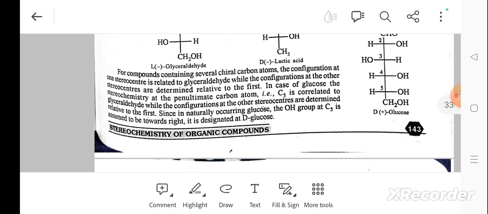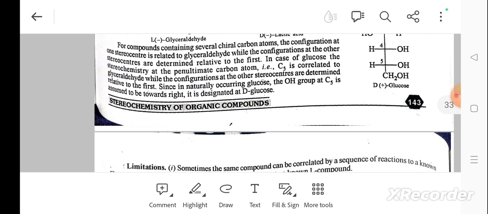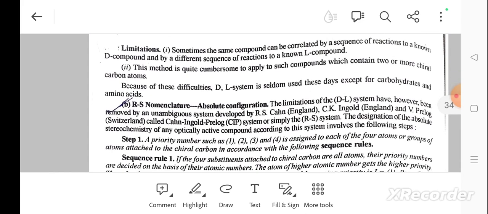For compounds containing several chiral carbon atoms, the configuration at one stereocenter is related to glyceric acid, while the configurations of the other stereocenters are determined relative to the first. In the case of glucose, the penultimate carbon atom C5 is correlated to glyceric acid, while the configurations of the other stereocenters can be determined relative to the first. Since in naturally occurring glucose the OH group at C5 is toward the right, it is designated as D glucose.